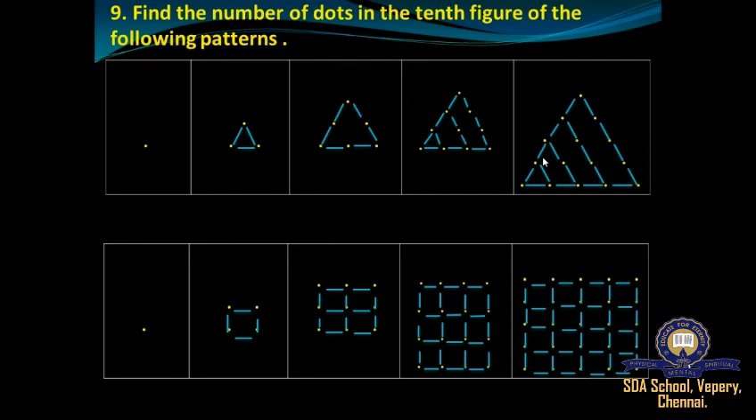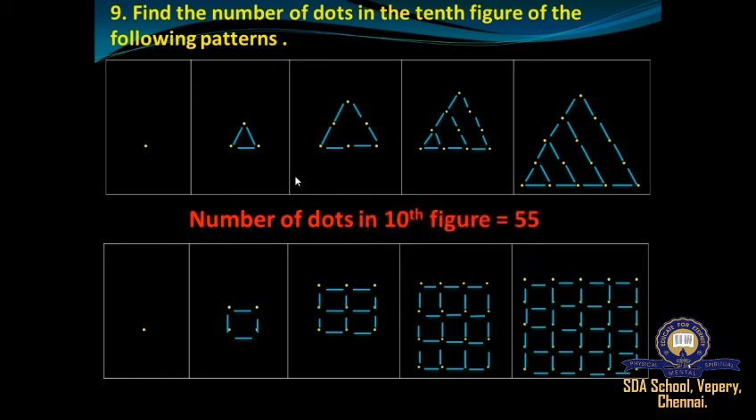They are asking the number of dots in the 10th figure. The sixth will have 15 plus 6, that is 21. The seventh pattern will have 21 plus 7, which is 28. The eighth pattern will have 28 plus 8, 36 dots. The ninth pattern will have 36 plus 9, 45 dots, and the 10th pattern will have 45 plus 10, 55 dots. So the number of dots in the 10th figure will be 55. When you draw and see, you will get 55 dots in the 10th figure.